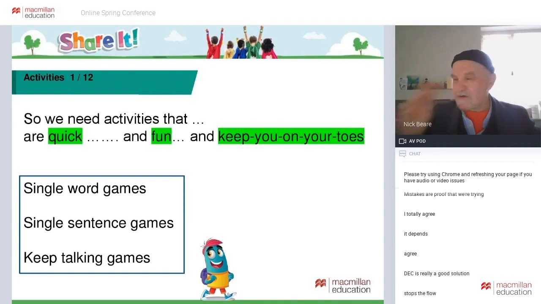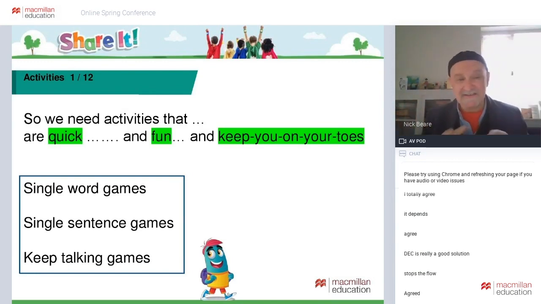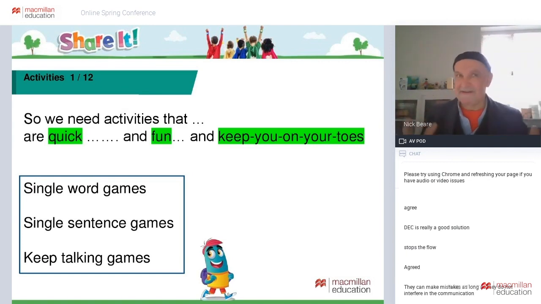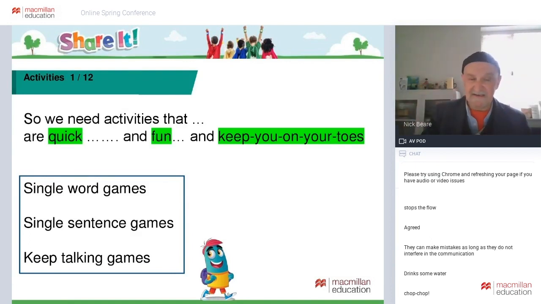Right. So in our fluency time, let's start looking at some very simple activities. We need quick activities because teachers don't have much time in the class. So lots of quick activities. They're quick, they're fun. We want students to enjoy themselves. The whole point of fluency work is to enjoy using the language. And we want something that'll keep you on your toes. So you're really having to think, to move, to think in English.